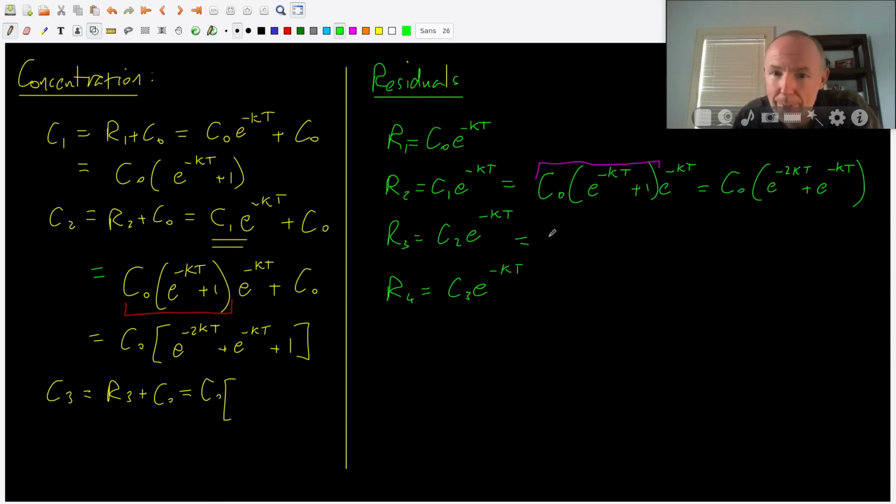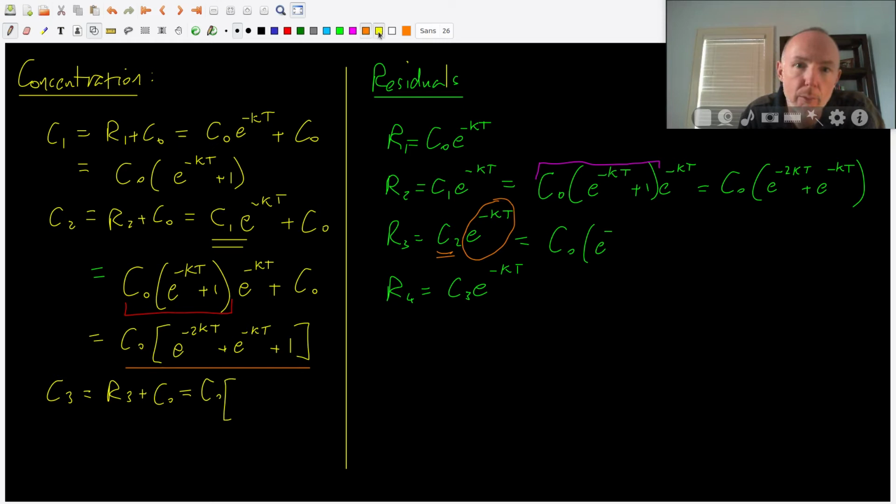There's our R2. So C2 is then C0 times, and taking C2, if you can see what's going on here, taking this whole quantity and multiplying it by the exponential is just going to raise every one of those powers by 1. So what was an e to the minus 2kt is now going to be 3, and then we're going to have a 2, and then we're going to have a single e to the minus kt. And if you follow this pattern, R4 is going to be, well, here we had the second and the first power. This just had the first power.